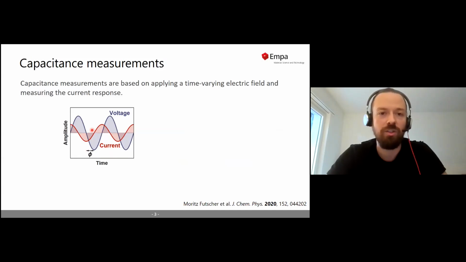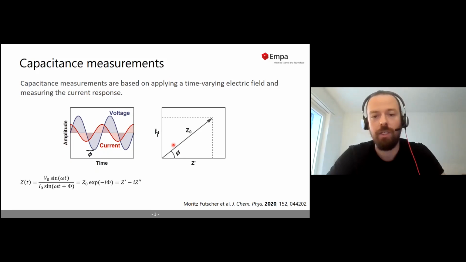So first, a few words on capacitance measurement. What is a capacitance measurement? In a capacitance measurement, one applies a time-varying voltage or electric field and measures the current response, which is illustrated here. And then one defines an impedance value Z, which is given by the formula below. One then splits this into a real and an imaginary part, with a total amplitude, which is the amplitude of the measured signal, and the total phase angle, which is the phase delay between your applied voltage and the measured current.